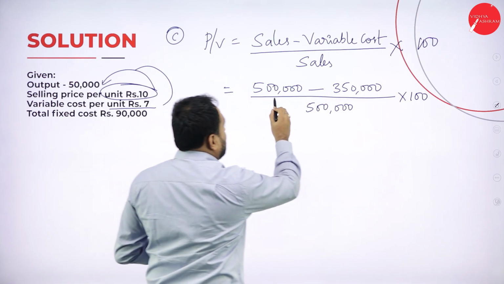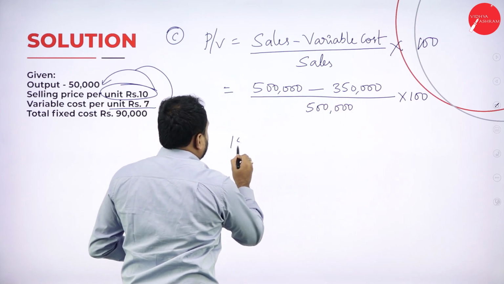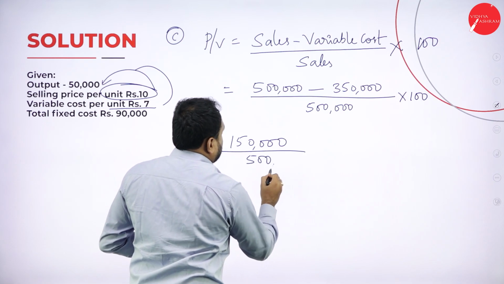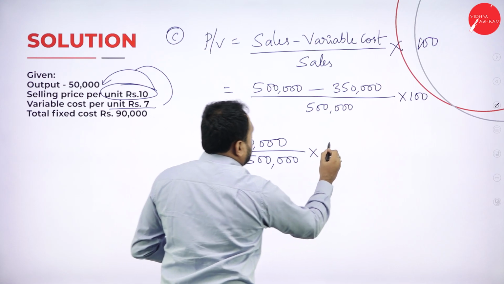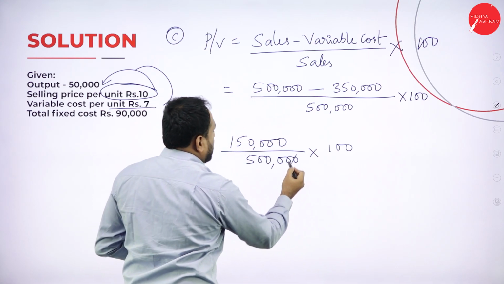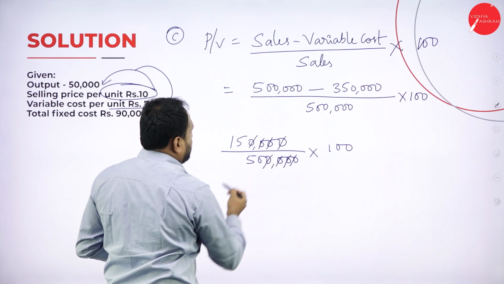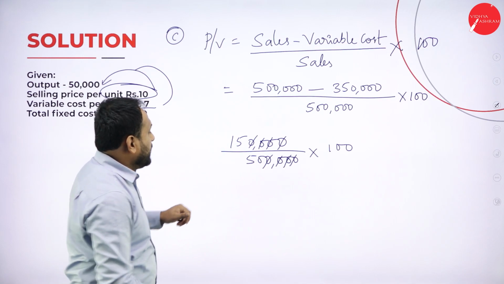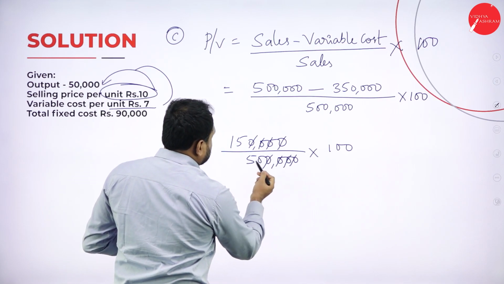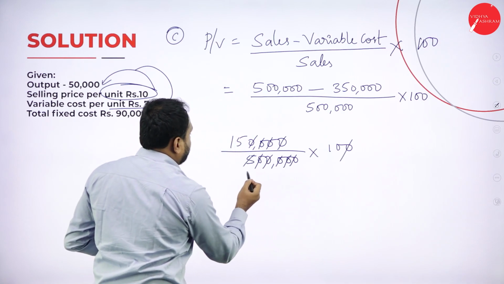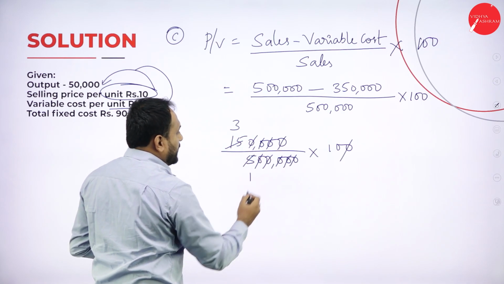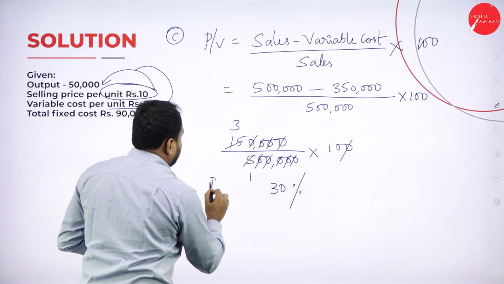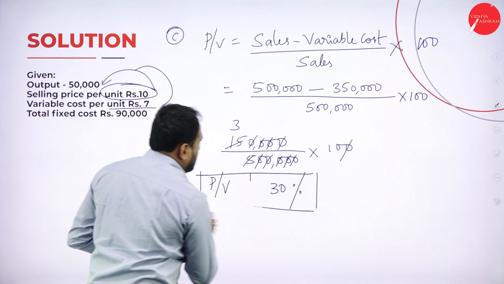Now here, 5 lakh minus 3 lakh 50 thousand is 1 lakh 50 thousand. So 1,50,000 divided by 5 lakh into 100. Cancelling the zeros, 15 into 100 divided by 50, and so on. So in total it is 3 into 10, 30. And it is denoted as percentage. So PV is equal to 30%.